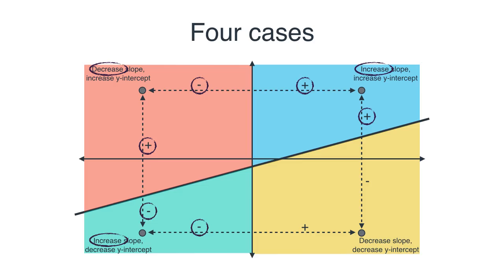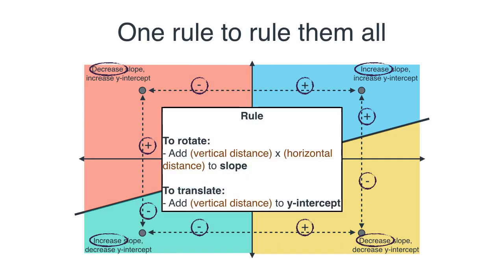And finally, in the yellow area, we have a positive and a negative, and the product of this is negative, and we want to decrease the slope. So there's your relation, and so I'm going to summarize this in this rule, a rule to rule them all.